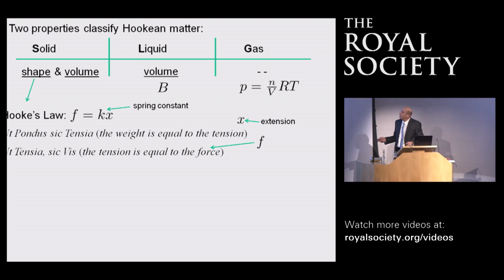And then I can take both properties, shape and volume, and then I have a solid. So a solid's got a volume and it requires some work to change it, but it's also got a shape which takes some work to change.